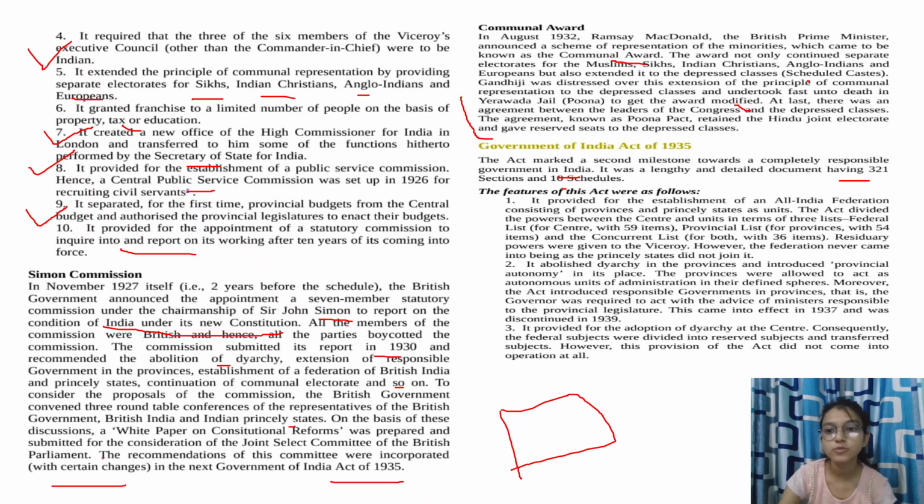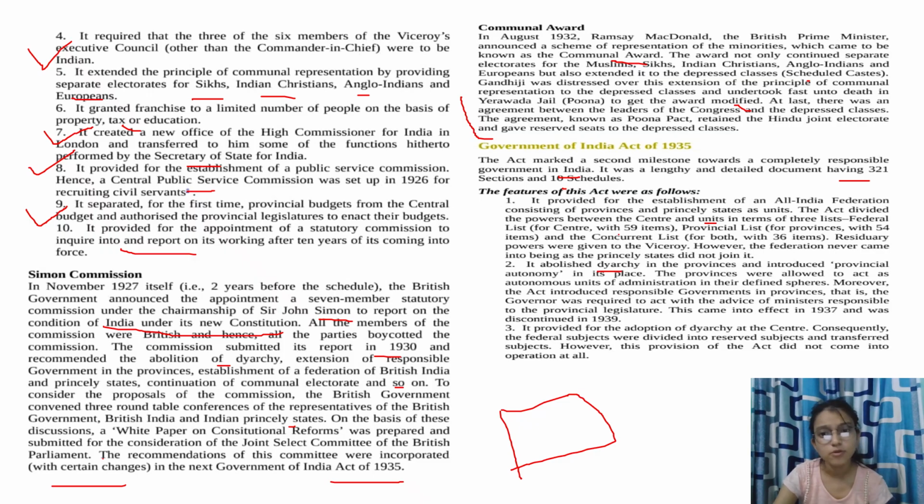It provided for the establishment of an All India Federation consisting of provinces and princely states as units. This act divided the powers between the center and the units in terms of three lists: the federal list for the center with 59 items, the provincial list for the provinces with 54 items, and the concurrent list for both with 36 items. Residuary powers were given to the viceroy. However, the federation never came into being. The princely states did not join in. So, whatever recommendations were given by the Simon Commission were modified and added in the Government of India Act 1935.